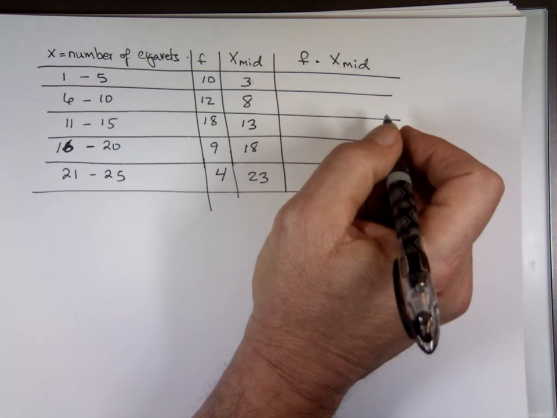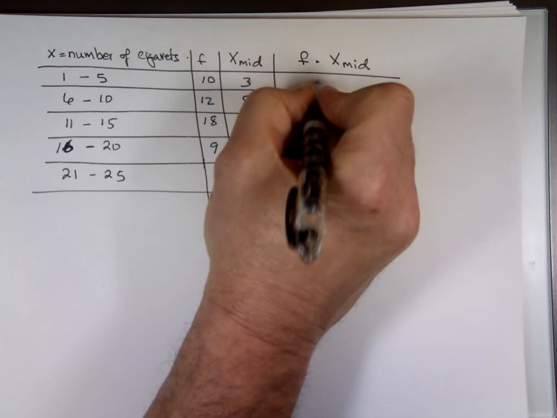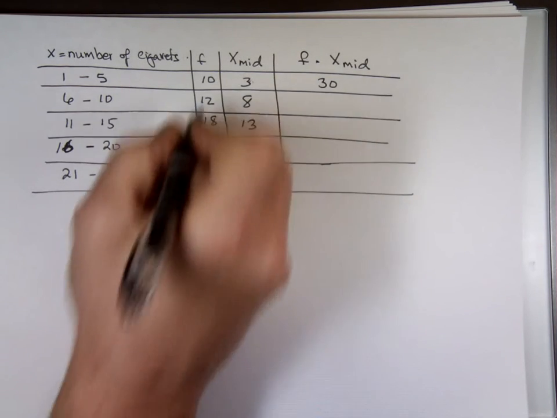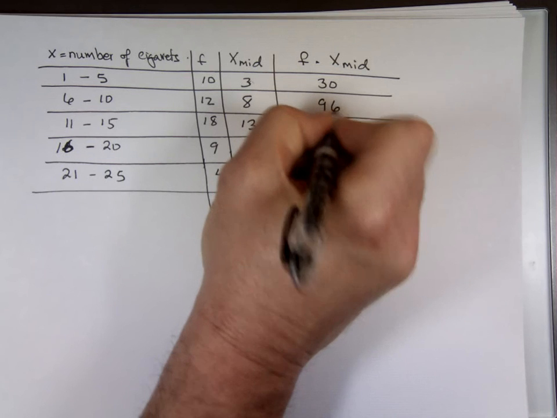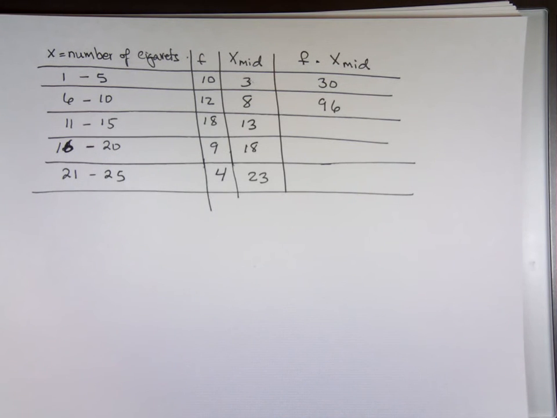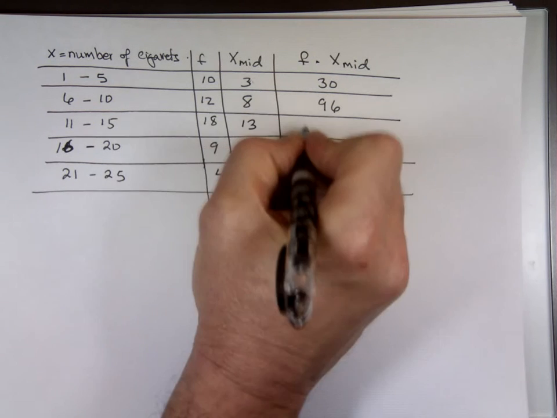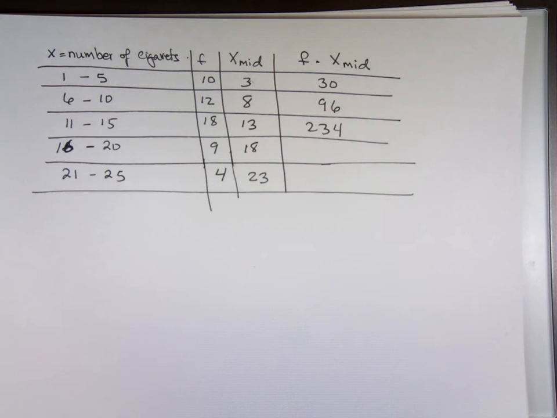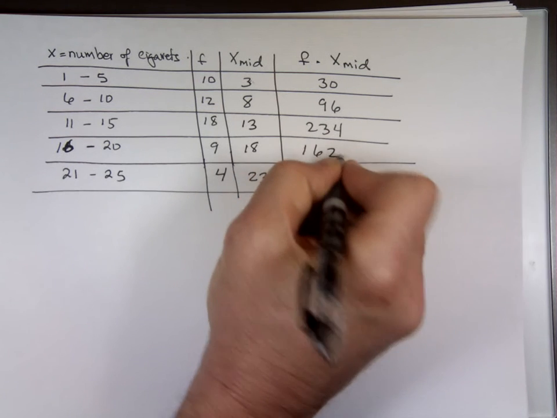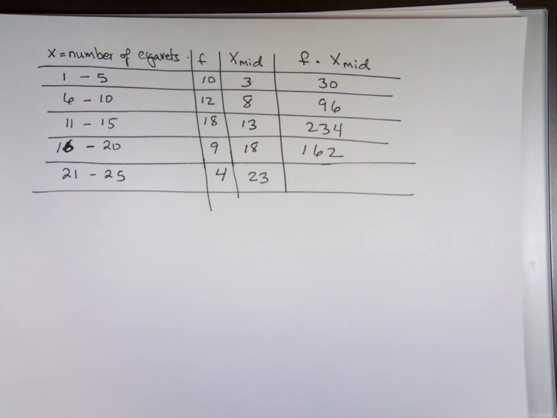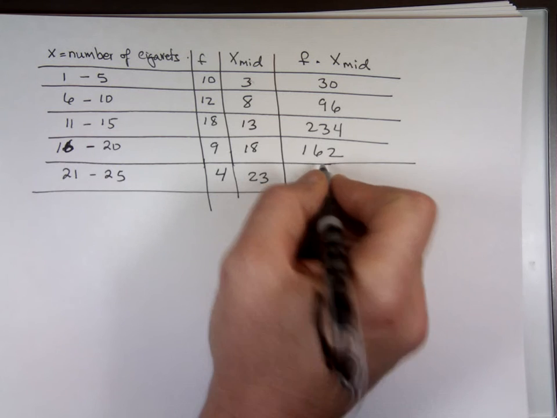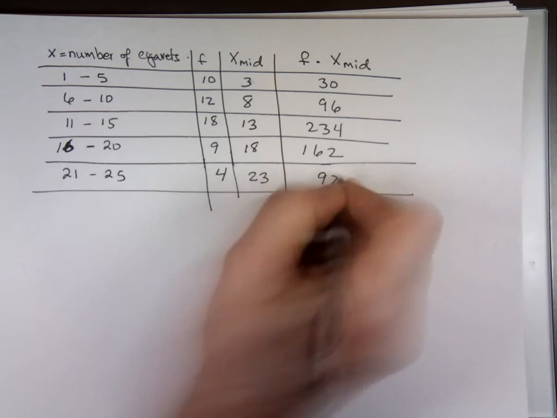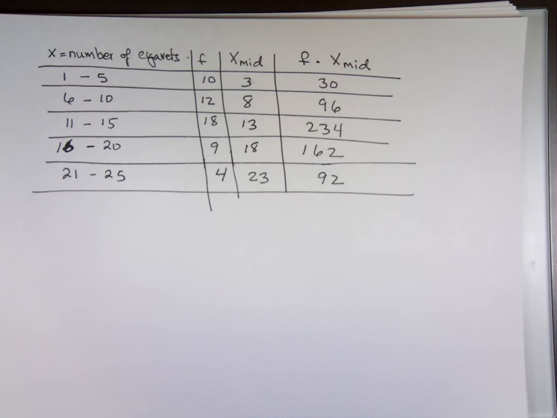So it would be 10 times 3, 30. 12 times 8, is that 96? 18 times 13, 234. 9 times 18, 162, you said? And what's 4 times 23? 92. And if you add all these numbers, I think that's 614.